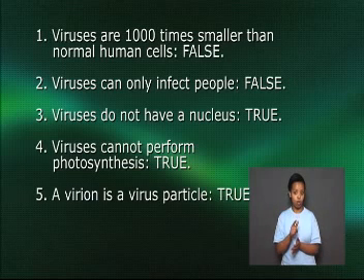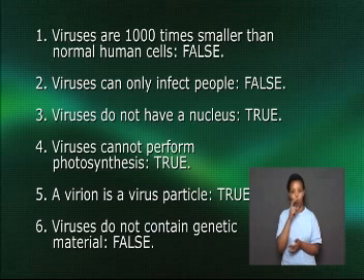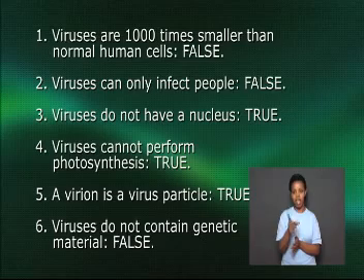The statement, "A virion is a virus particle," is true. The last statement, "Viruses do not contain genetic material," is false. Viruses contain small amounts of DNA and some contain RNA. How did you do? Great work so far, students. Let us look at the structure of a typical virus particle.